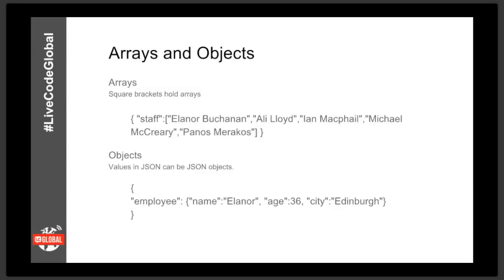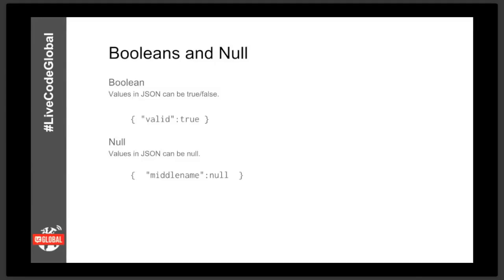And also you can have JSON objects within your JSON file. For example, here we have an employee object within our JSON object, and it has three name value pairs, the name, the age, and the city. And those are enclosed in curly brackets. And then finally, we have booleans and null. So booleans are either true or false. And again, those are not in quotes because that would make them strings. And finally, the last option is that you can have a null value as well.